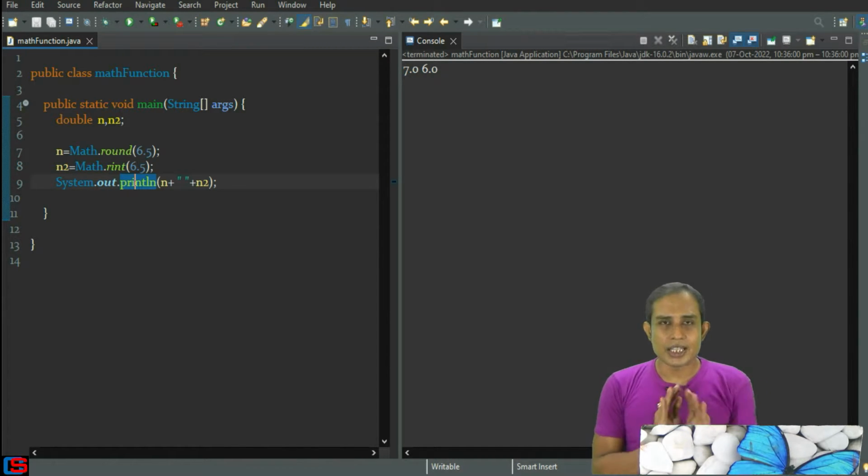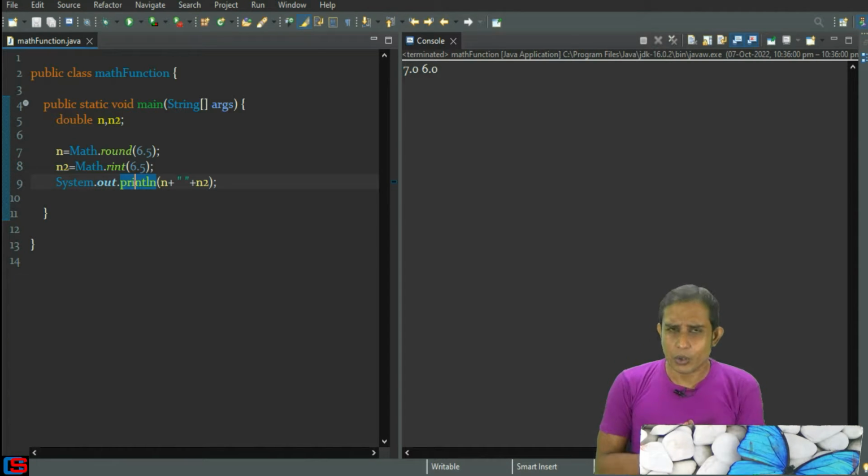Look, the round function works completely normally, as we do the mathematical calculations in our mathematics, okay. But the rint function is going to round out the value, and it usually returns the higher value, but if the fractional part of the value is exactly 0.5, okay, exactly 0.5, only in the case of the rint function, then it differs. This is the difference between the round function and the rint function.